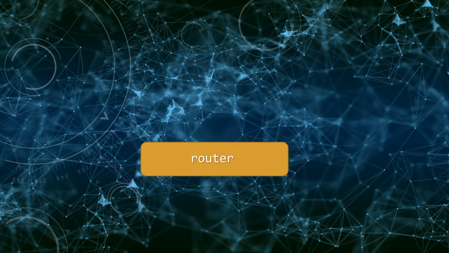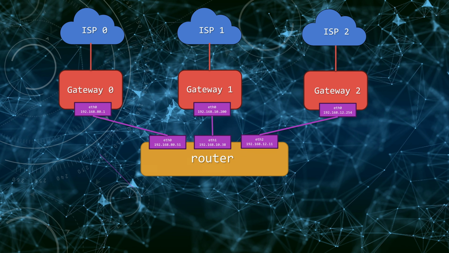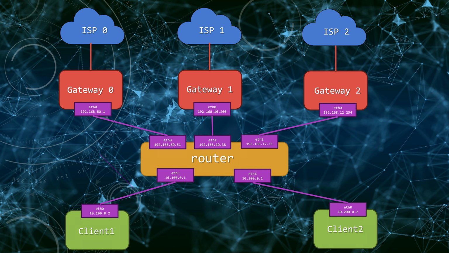To dive deeper into routes, let's analyze our very simple networking diagram. We have a server that has 3 WAN networks attached. ETH0 with 80/23 range, ETH1 with 10/24 range, and ETH2 with 12/24 range. Each network has a gateway that can be used to get to the internet via a different internet service provider. Additionally, the server has 2 more interfaces, ETH3 with 10.100/24 private network and ETH4 with 10.200/24 private network attached.